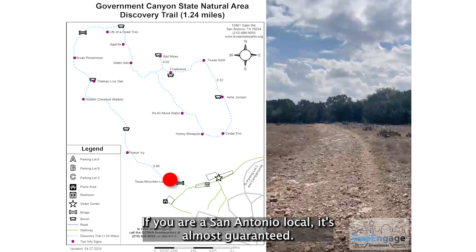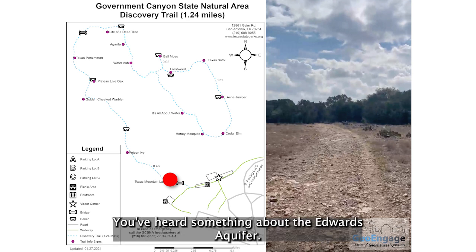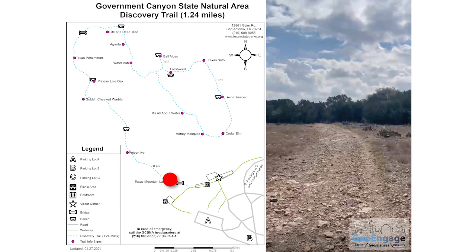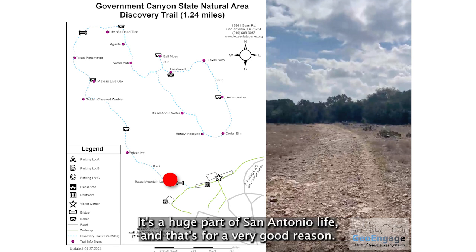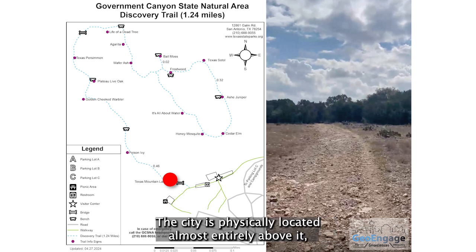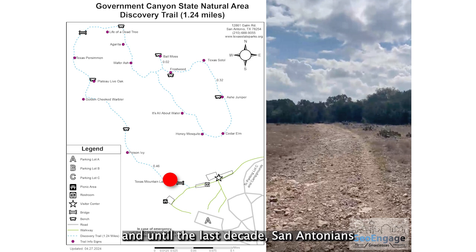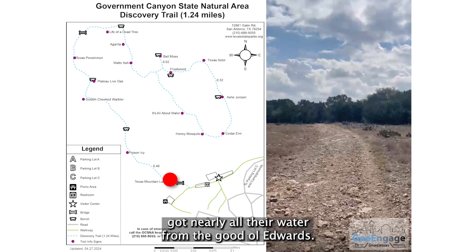If you are a San Antonio local, it's almost guaranteed you've heard something about the Edwards Aquifer. It's a huge part of San Antonio life, and that's for a very good reason. The city is physically located almost entirely above it, and until the last decade, San Antonians got nearly all their water from the good old Edwards.